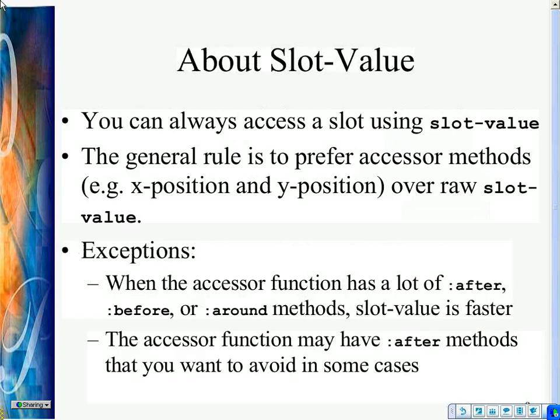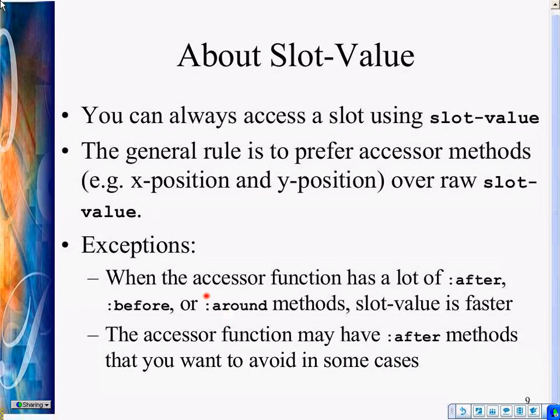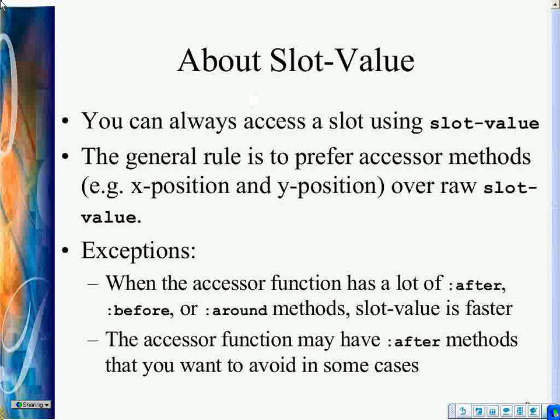Now, you can always access the slot with slot-value, but you can also access slots with accessor methods that are defined in the defclass. Way back in the first slide, we defined a defclass. We defined a slot X, and we said it had accessor position-X. You generally prefer to use accessor methods such as x-position and y-position over slot-value. But if the accessor function has lots of after, before, or around methods, slot-value is faster. And you may have defined an after method which you want to avoid, in which case you can use slot-value.